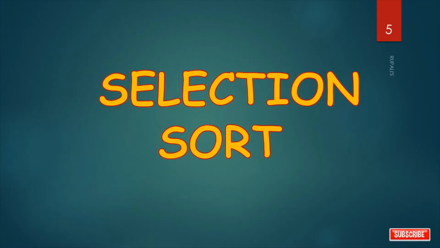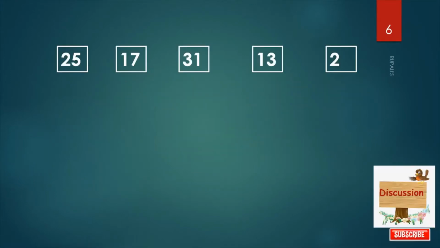So, selection sort. Now the logic. The logic is there are 5 nodes in a linked list and they are not sorted. So I have to sort it. Here I discuss the logic of selection sort. I just draw the info of each node of our linked list.